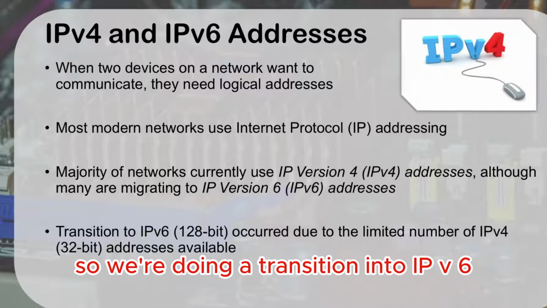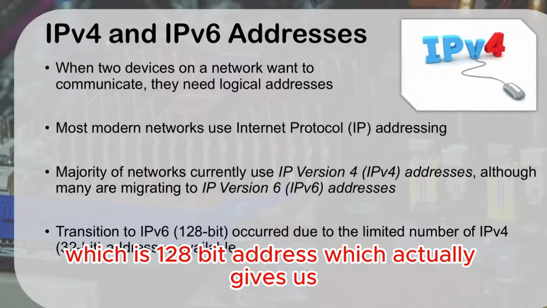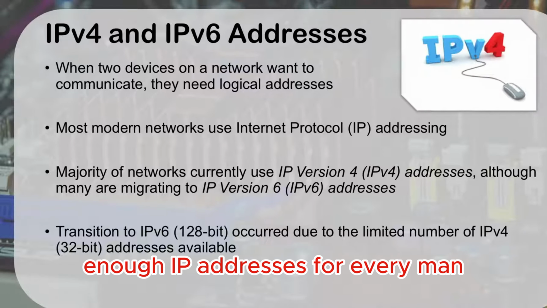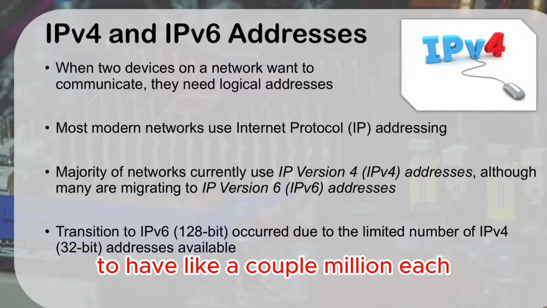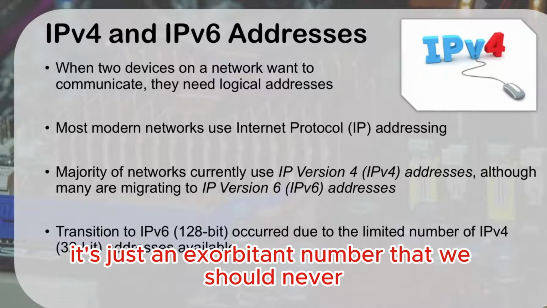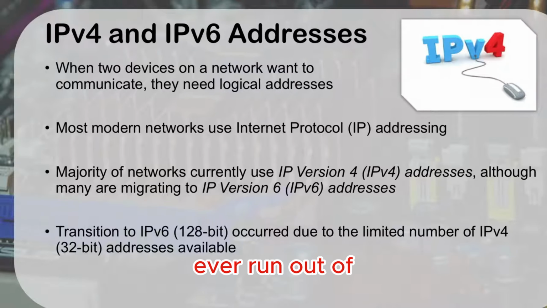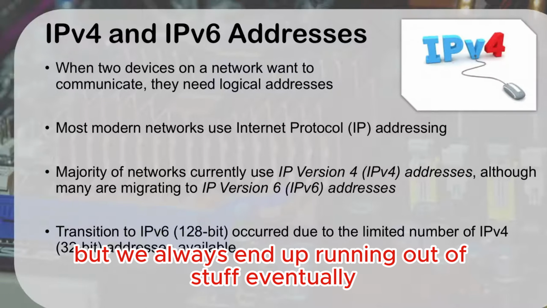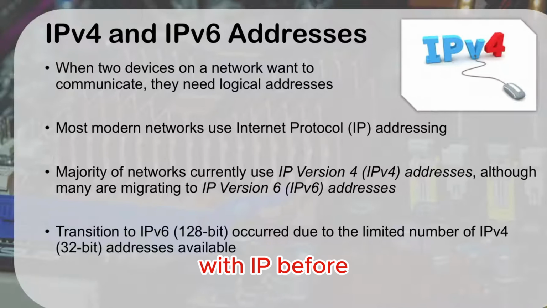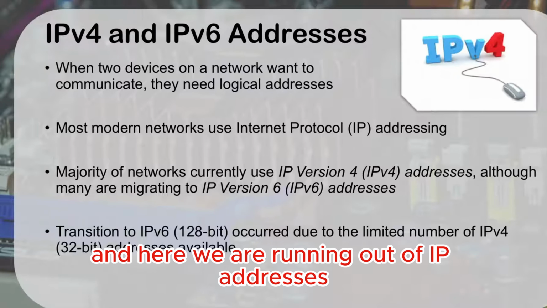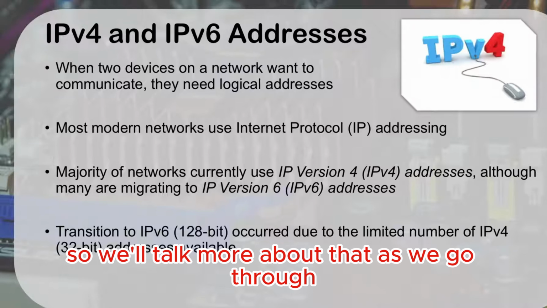So we're doing a transition into IPv6, which is a 128-bit address, which actually gives us enough IP addresses for every man, woman, and child on the planet to have like a couple million each. I mean, it's just an exorbitant number that we should never ever run out of. So they say, but we always end up running out of stuff eventually, right? We never thought we were going to use 4.2 billion IP addresses with IPv4, and here we are running out of IP addresses. So we'll talk more about that as we go through.